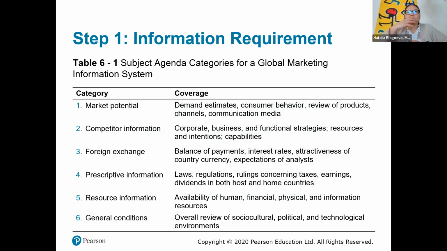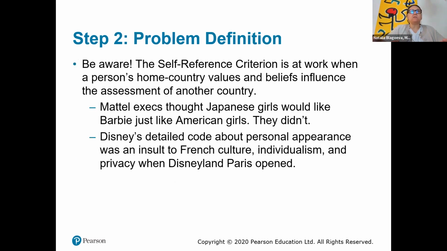So here we're going to go into details of some of the aspects. These are examples of what information we may collect. Market potential, this is information about demand, consumer behavior, product channels, and so on. Competitors, the exchange market, the regulatory environment, availability of resources. So these are all areas in which we need information.